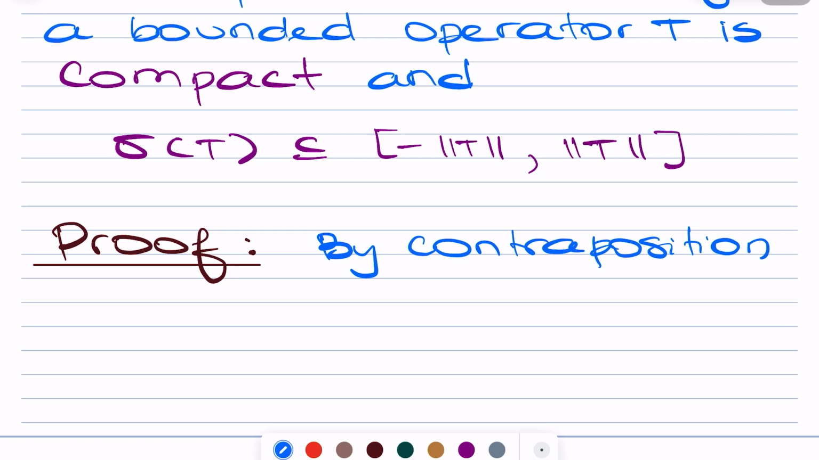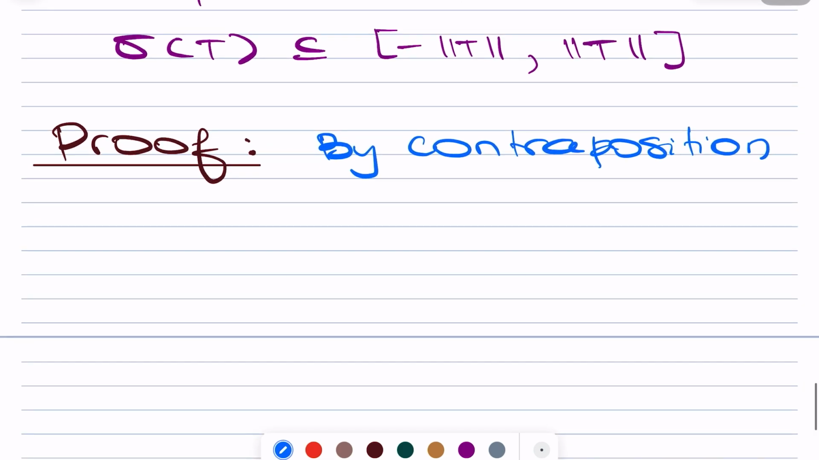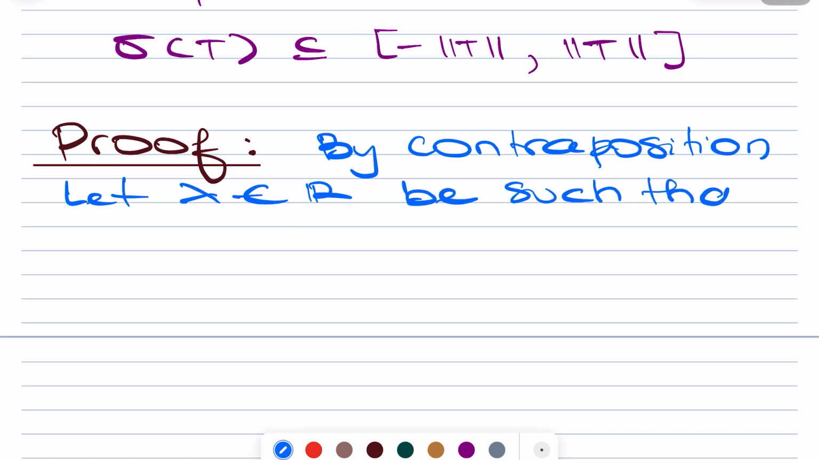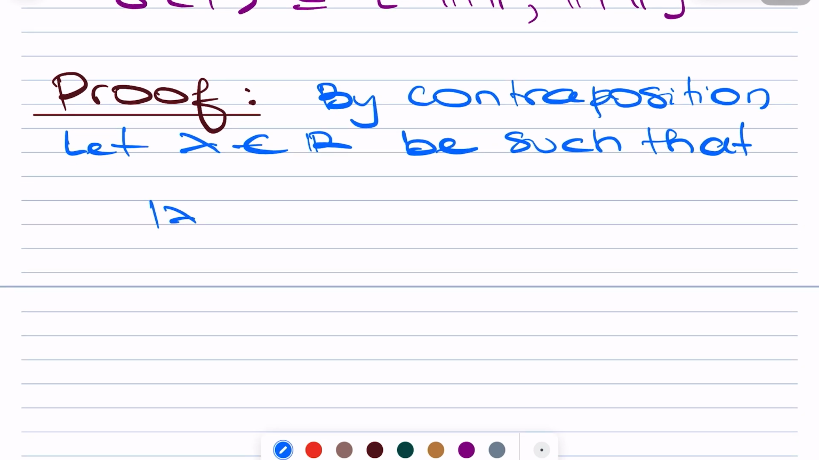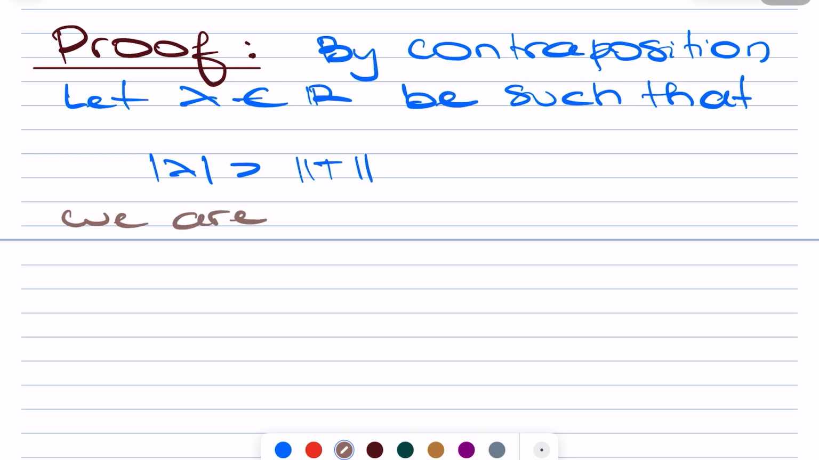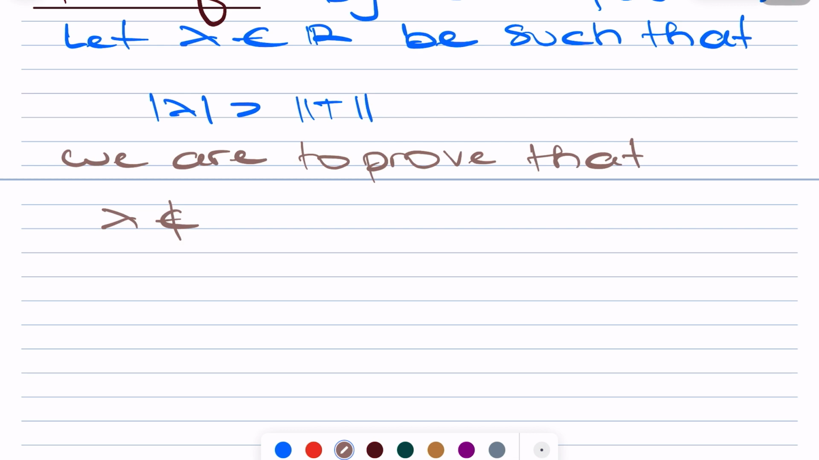Okay, so by contraposition, let lambda in R, it could be C, be such that the absolute value of lambda is greater than the operator norm of T. Let me recall what we had to prove: that lambda is not in the spectrum of T. This means that (T minus lambda) inverse exists.